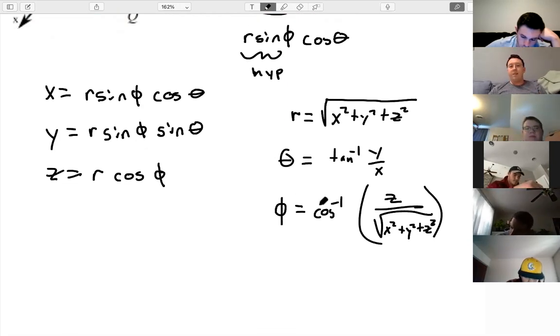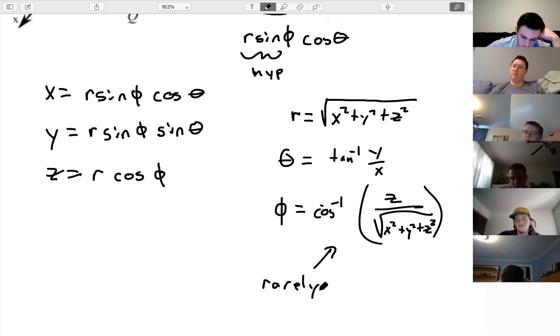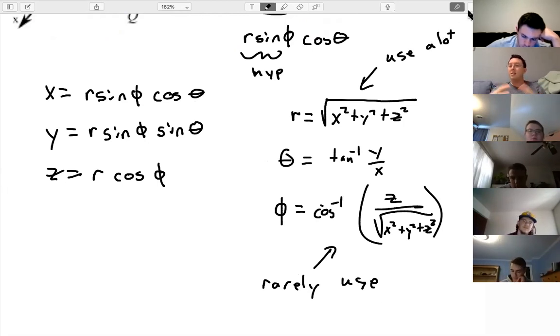Off the top of my head, I don't think we will use this, or rarely, let's say. But we will use this one a lot. We will use the radius a lot because that's associated with length and distances in 3D. So we use that a lot. We won't use this one so much.